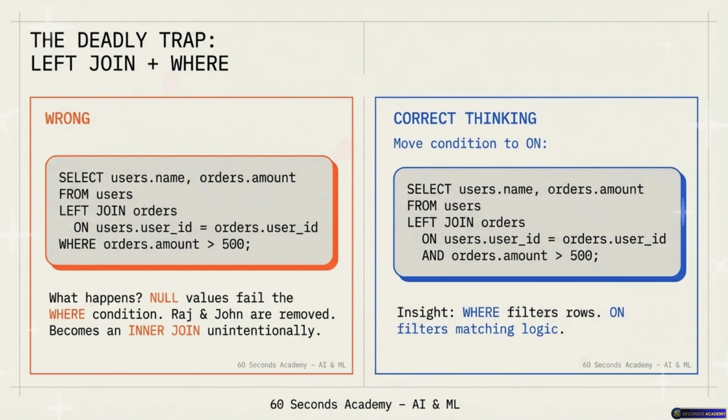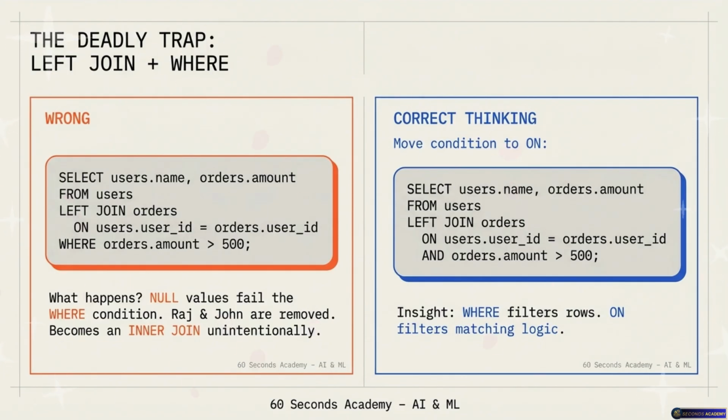But I want to get to the much more subtle and frankly much more common trap. The left join plus where trap. Yes. This is the deadly trap. I'm going to pose a logical scenario for you. Let's say I'm building a data set. I want to keep all of my users, so I know I need a left join. But I only want to look at high-value transactions. Let's say orders strictly greater than 500.